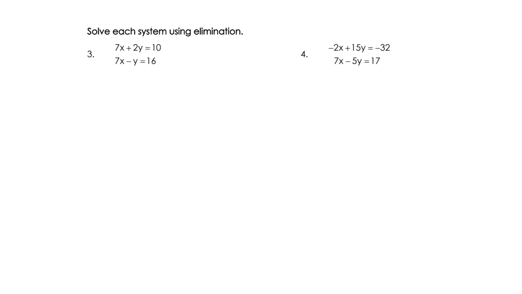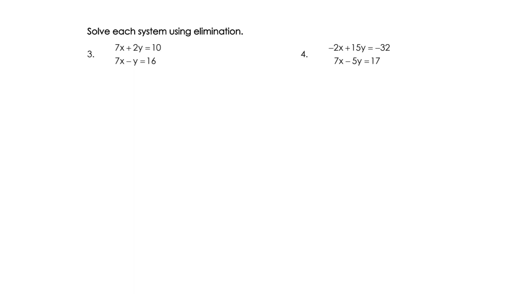Okay, on page 2 here, we have number 3. I see 7x plus 2y equals 10, and then 7x minus y equals 16. Again, remember, step 1 is looking for opposite coefficients. So looking at this, I see that I have 2 7x's, but right now, if I add them together, that would give me 14x, and that's not what I want. I want them to get eliminated. So the problem is they're both positive. I need one of them to become negative.